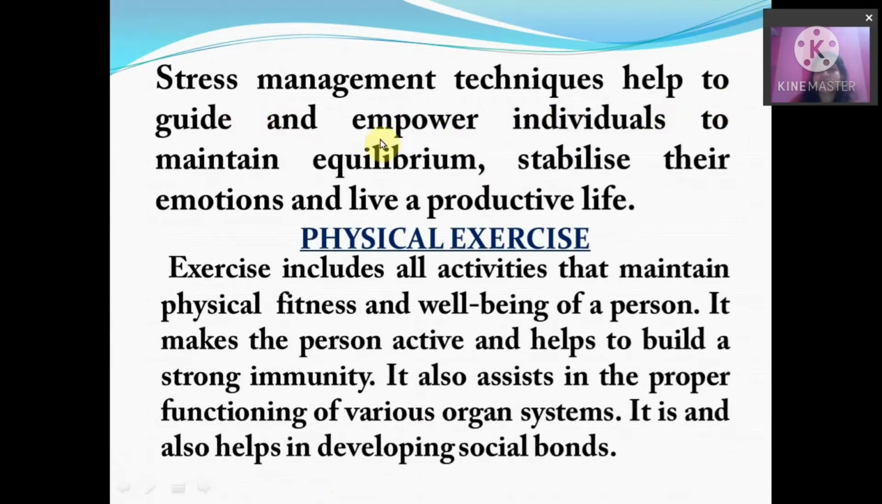Stress management techniques help to guide and empower individuals to maintain equilibrium, stabilize their emotions, and live a productive life. Okay. So first one is physical exercise. Exercise includes all activities that maintain physical fitness and well-being of a person. Okay. So that's why everybody is doing yoga, morning walking, evening walking, gym. So physical exercise, okay, makes the person active and helps to build a strong immunity. It also assists in the proper functioning of various organ systems. It also helps in developing social bonds. If you play with a group, then your social bonding will be there. If you work with a group, then also your social bonding will increase.